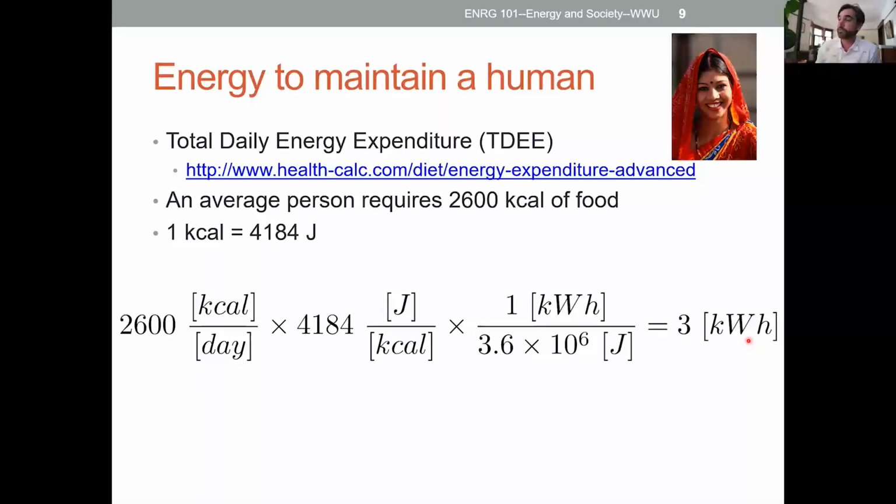If we wanted to get our actual wattage, well, power equals energy divided by time. So we would take kilowatt hours, which is energy, divided by 24 hours a day. And you'd realize that humans only consume about 0.1 kilowatts or 100 watts of power. So we're very low. We don't demand a lot of power. We're very efficient.